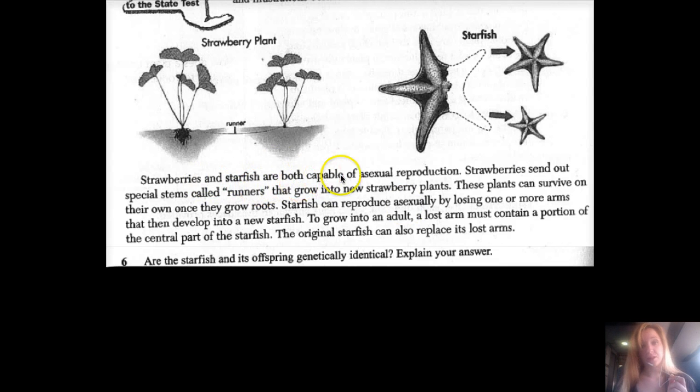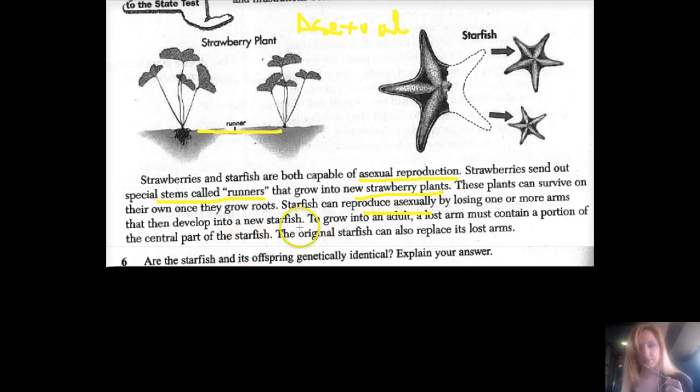Strawberries and starfish are both capable of asexual reproduction. Strawberries send out special stems called runners, like right here. See that? The runner? They send out special stems called runners that grow into new strawberry plants. These plants can survive on their own once they grow roots. Okay. Starfish can reproduce asexually by losing one or more arms that then develop into a new starfish. Oh. Okay, so both of these are asexual. That's what it says right up here, asexual reproduction.